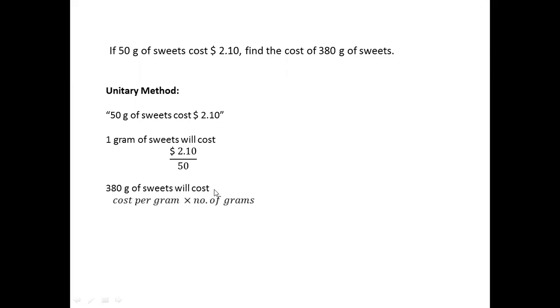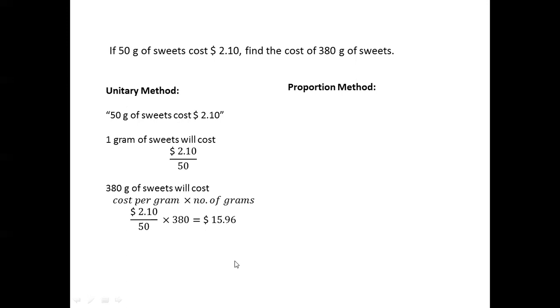To do that, we just have to follow this simple formula: the cost per gram, which is given by this, multiplied by the number of grams needed, which is this one. So substituting the information, again, cost per gram is 2.10 over 50, multiplied by number of grams needed, 380. This gives us around $15.96.